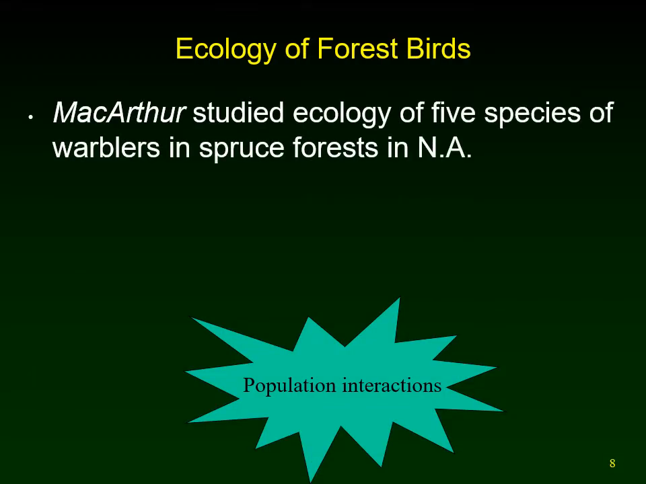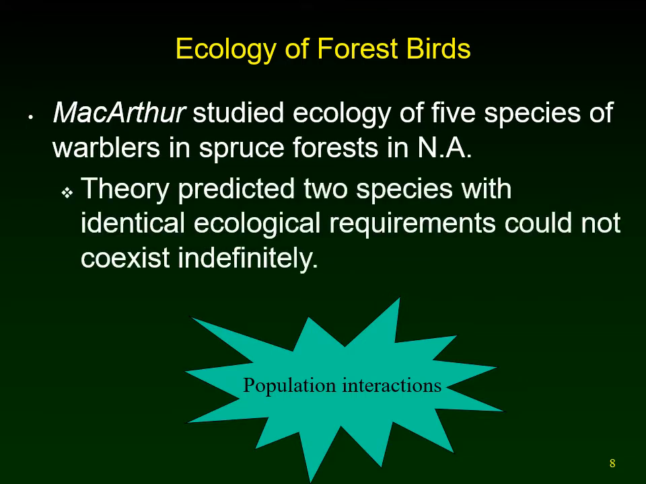So in the study of these warblers, we're looking at five different species of warblers in these North American spruce forests and how they are interacting. The theory predicts that if two species are using identical ecological requirements, they can't coexist indefinitely because at some point one will have a slight advantage over the other, driving the other to local extinction. That population would disappear from that area of spruce trees.